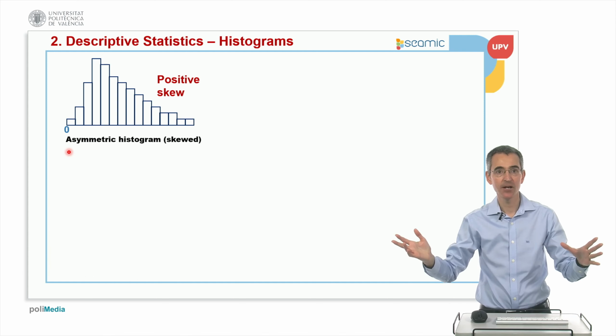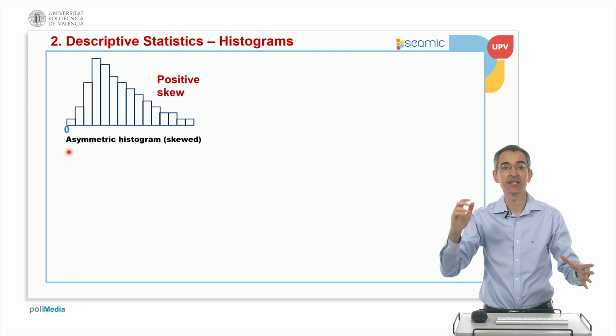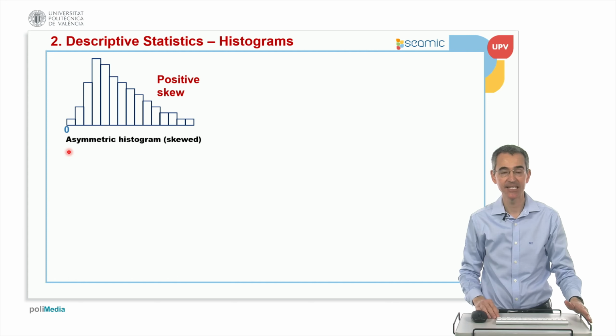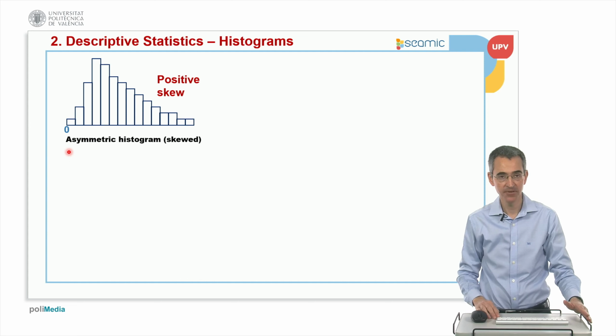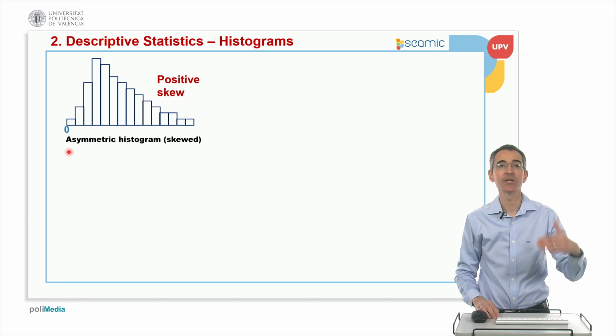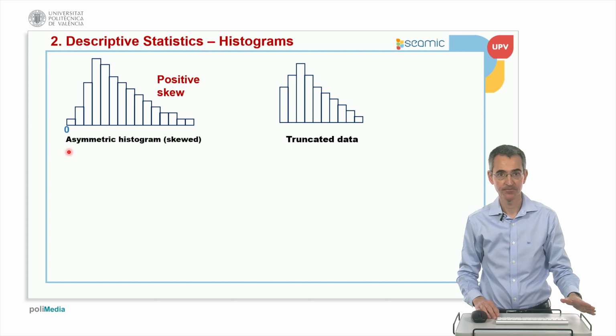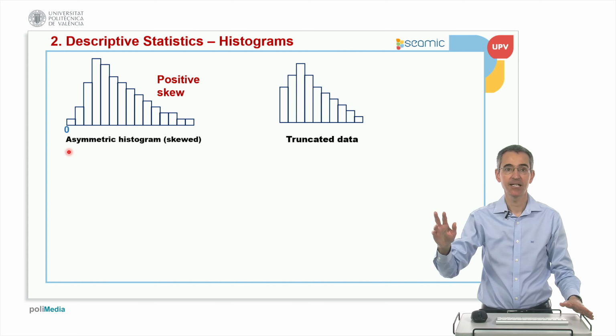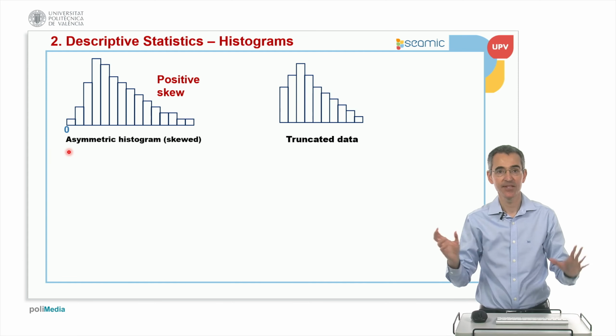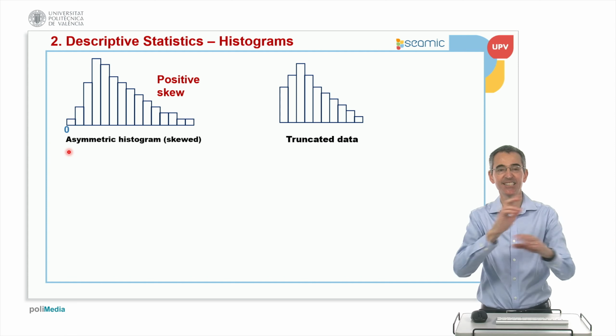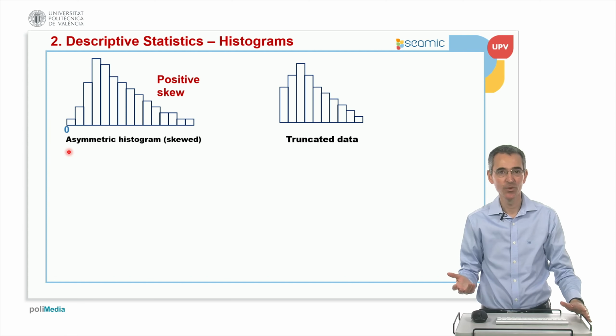There are two types of skewed distributions, like the one that I'm showing here in the slide. It is called a positively skewed distribution, or a distribution with a positive skew, okay? And here is, well, the opposite, of course. If I invert the shape of the picture, it would be a negatively skewed distribution.